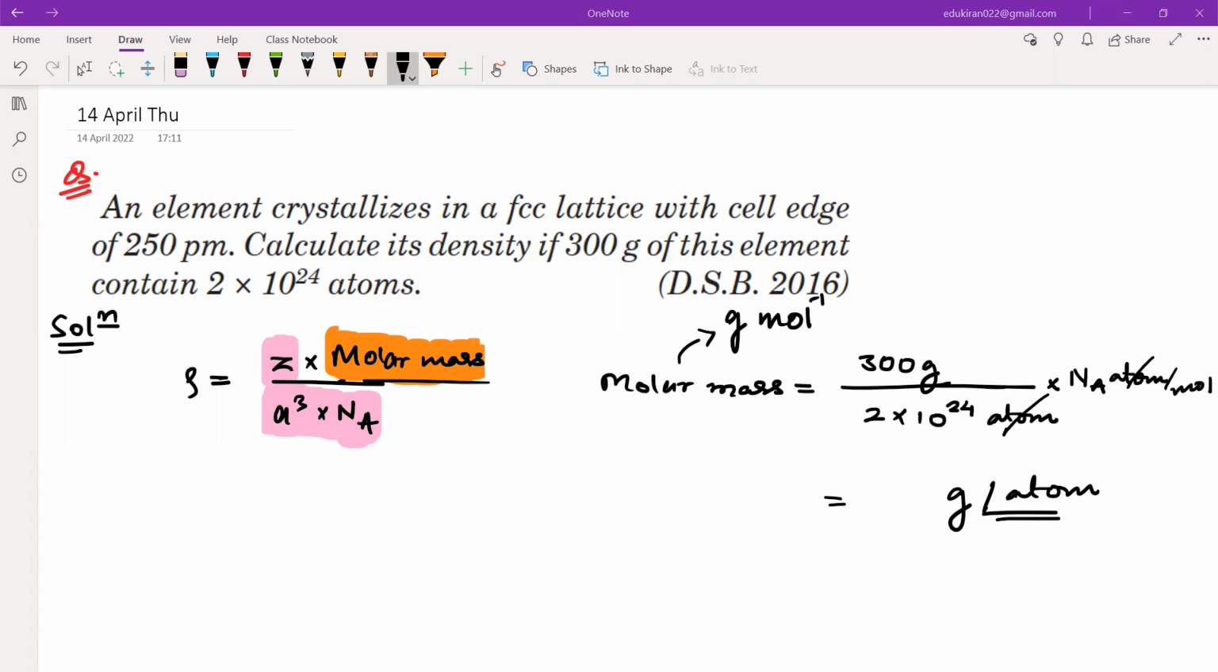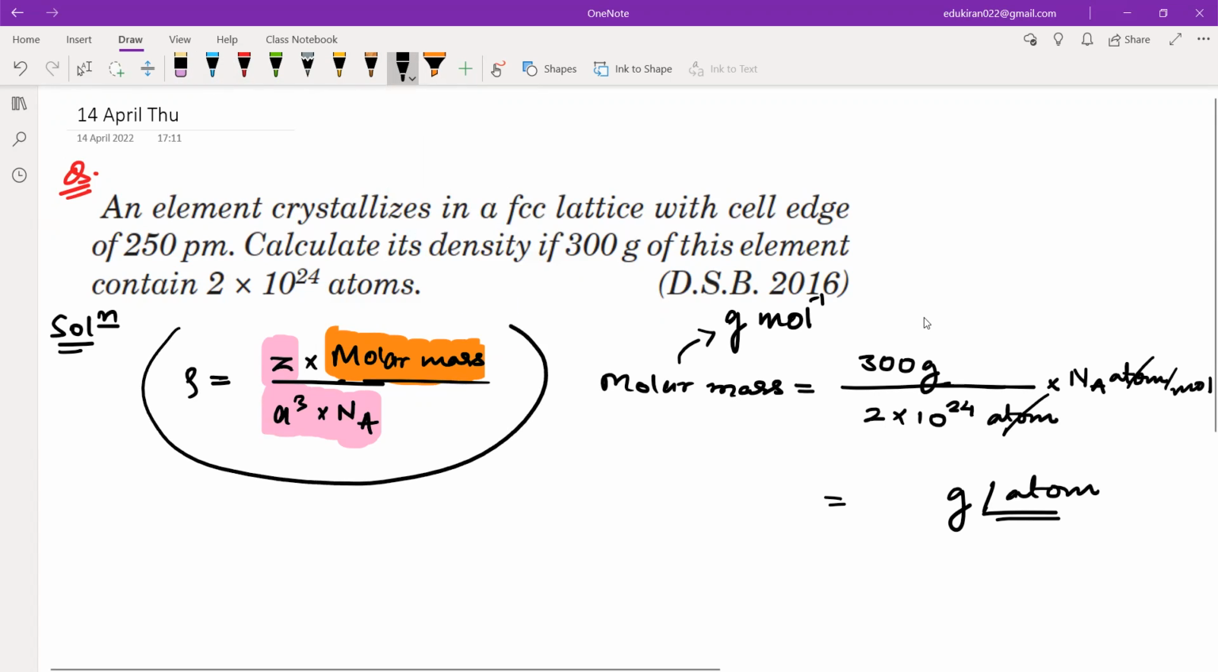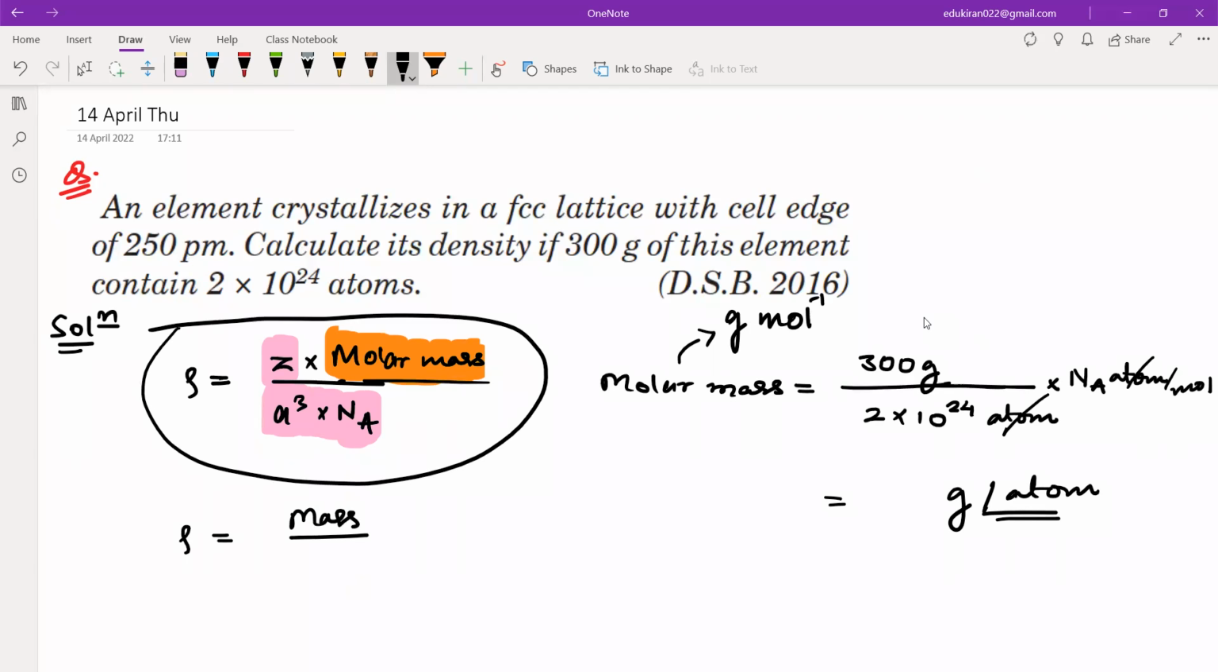Now, there is another way of doing this. So you will not use this formula. Please don't write anything now. This is one way of doing it. In the other way, you can forget about this formula and say what density is. Density is equal to mass by volume.